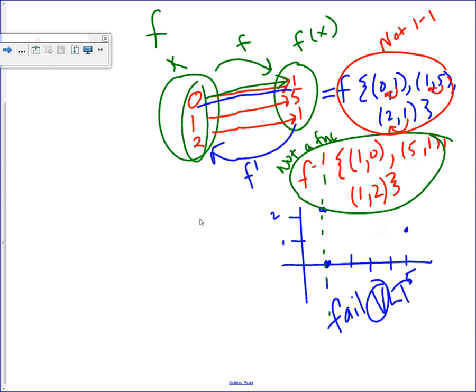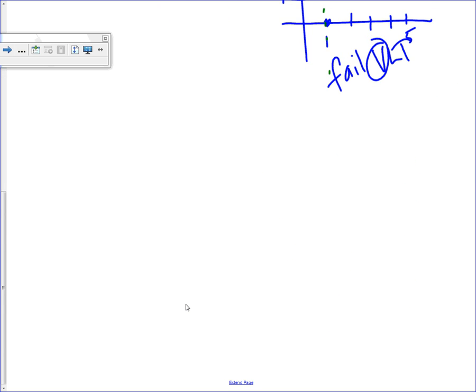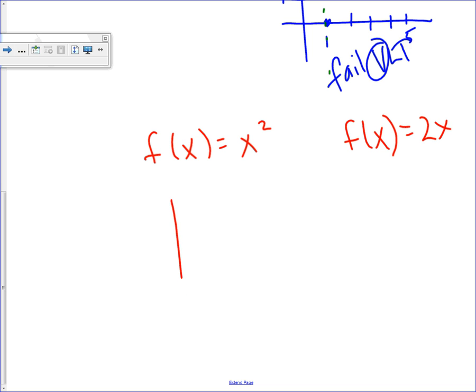So let me just put 2 functions up. Let's have one function be x squared, and let's have another function be 2x. Okay, so what does the graph of x squared look like? It's a parabola opening up at the origin. If I were to graph the inverse, remember doing that y equals x line?